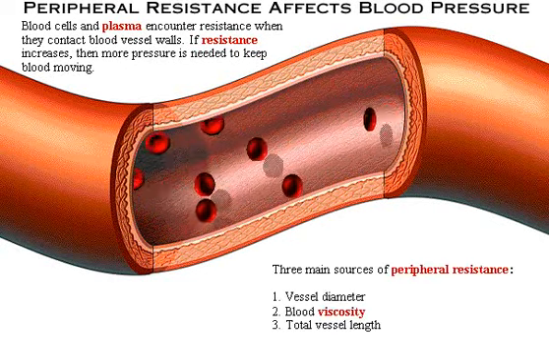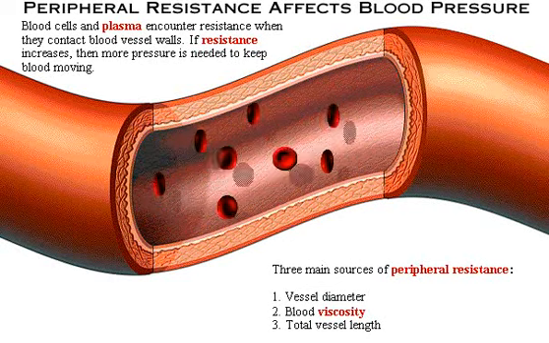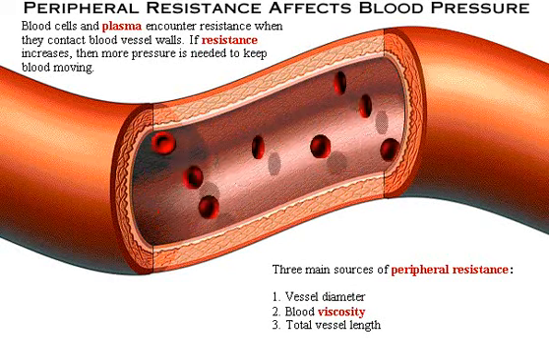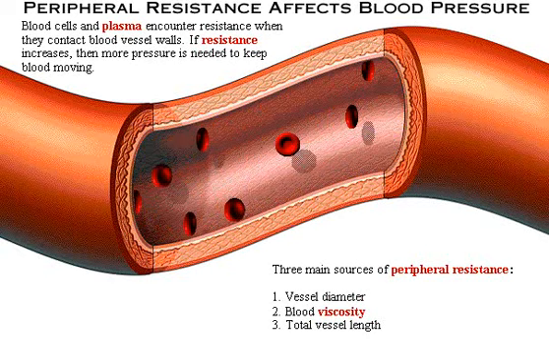There are three main sources of peripheral resistance: vessel diameter, blood viscosity, and total vessel length. We will explore these sources of resistance in more detail on the following screens.